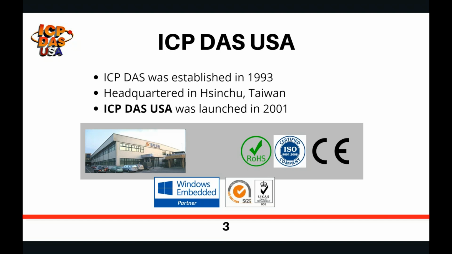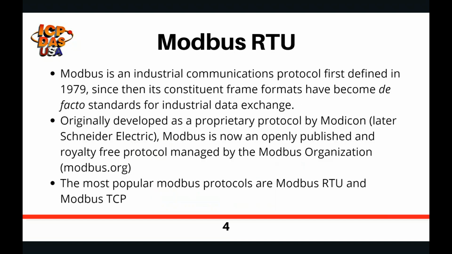So let's dive in. What is Modbus RTU? It's an industrial communications protocol first defined in 1979. Since then, its constituent frame formats have become de facto standards for industrial data exchange. It was originally developed as a proprietary protocol by Modicon, later called Schneider Electric, still called Schneider Electric. Modbus is now an openly published and royalty-free protocol managed by the Modbus organization.